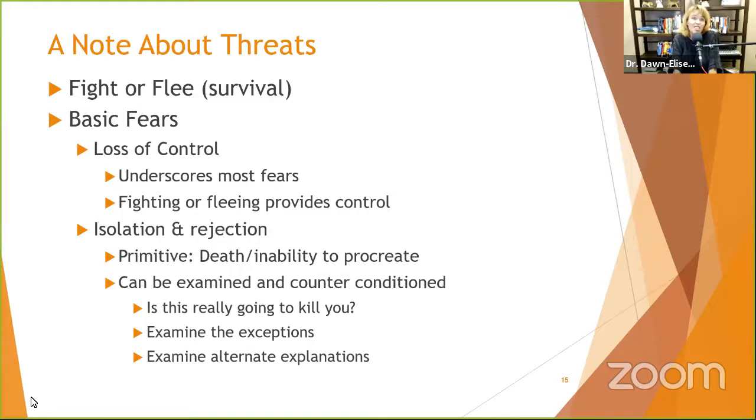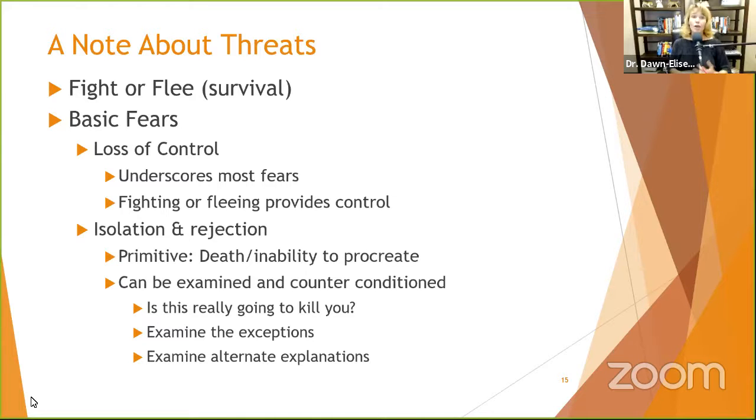Basic fears that tend to cause people to feel threatened: loss of control of some sort. Somebody took away your control, whether they cut you off in traffic or they gave you a bad evaluation. Loss of control underscores a lot of those fears. Fighting or fleeing provides you some control. So some people may get up in their face and try to fight it, appeal it to human resources, whatever. Other people may retreat, go look for a new job. But it gives the person a sense of control.